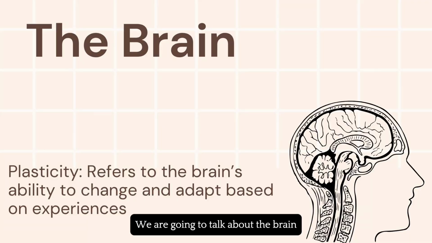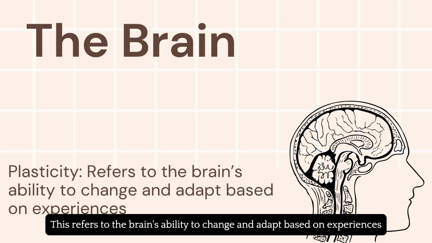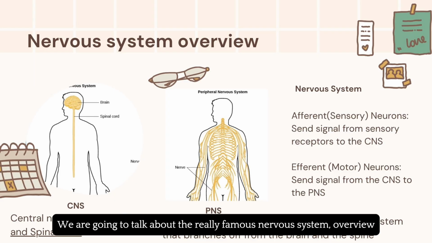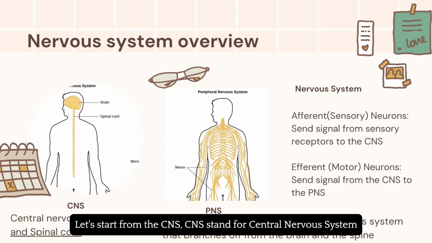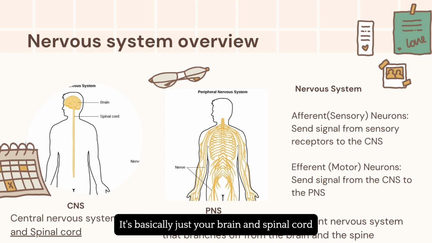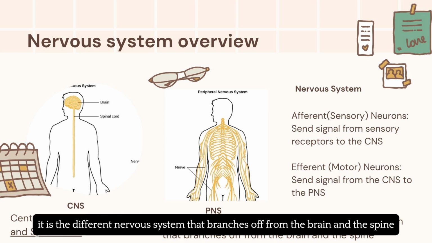We are going to talk about the brain. Before we get deeper into it, we are going to study a term called plasticity. This refers to the brain's ability to change and adapt based on experience. We're going to talk about the really famous nervous system overview. Let's start with the CNS. CNS stands for central nervous system. It is basically just your brain and spinal cord. And the PNS is the peripheral nervous system. It is the different nerves that branch off from the brain and the spine.